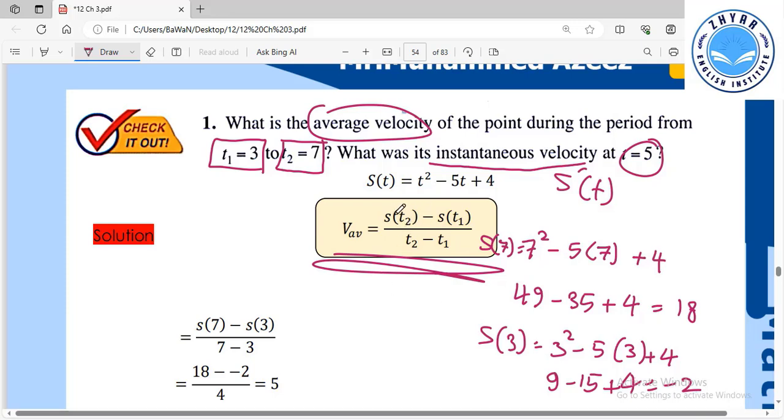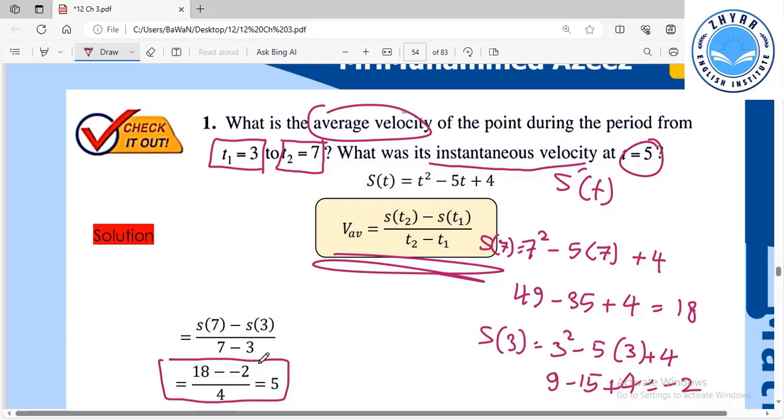Now, I write here in place of s(t2) 18 and s(t1) is negative 2. Then it looks like this, over t2 minus t1, t2 is 7, t1 is 3. 7 minus 3 is 4. Then 20 divided by 4 is 5. So the average velocity is 5.